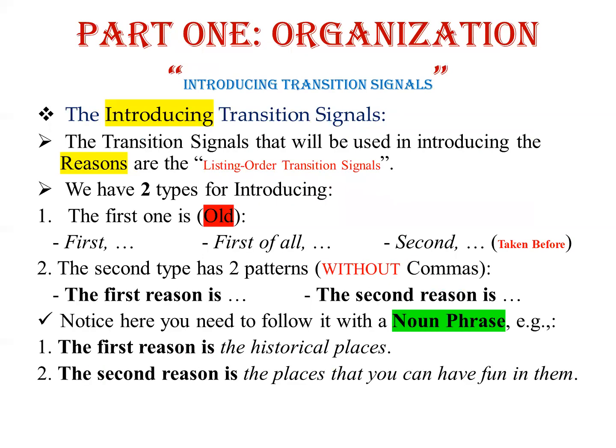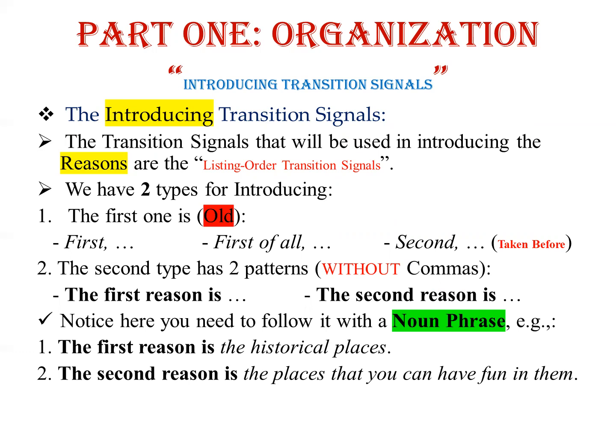The transition signals that will be used in introducing the reasons are the listing order transition signals that we all know. The first ones are first of all, second, okay, taken with them. For introducing reasons, we have two types. The first type has commas, and we all know that. We took it before in the listing order transition signals. The second type has two patterns.